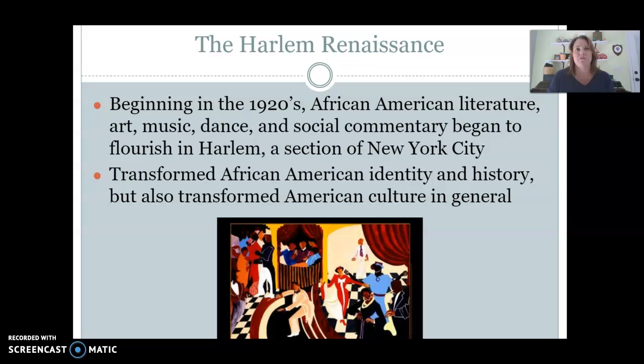And it didn't just transform African American identity and history, but it also transformed American culture in general, because never before had so many Americans been able to hear and to read and to explore the thoughts of African Americans. So remember, this isn't that far off from the end of the Civil War, which was 1865. So many people who had lived in the South fled to the North for safety, and would go on then to tell their stories and create this art that really became indicative of an entire generation.